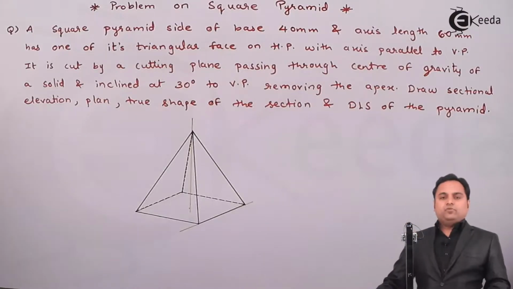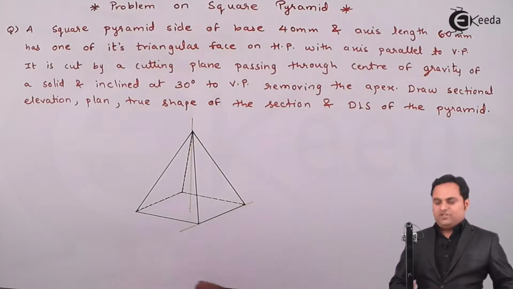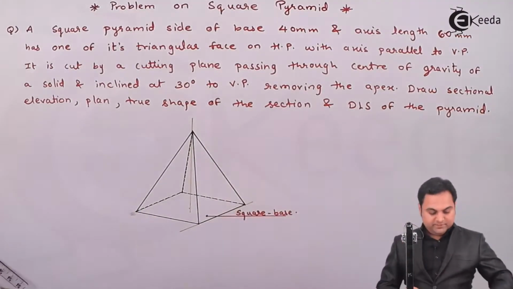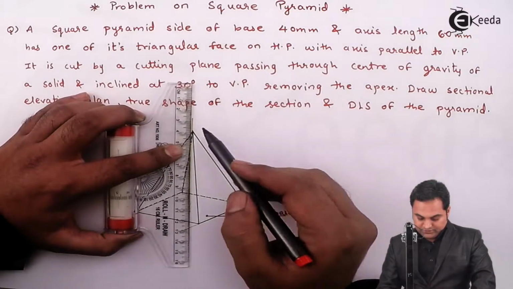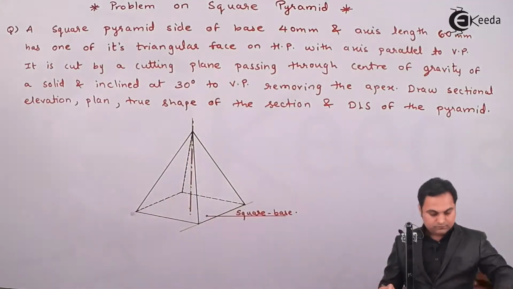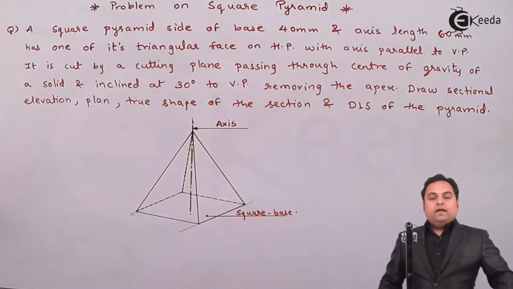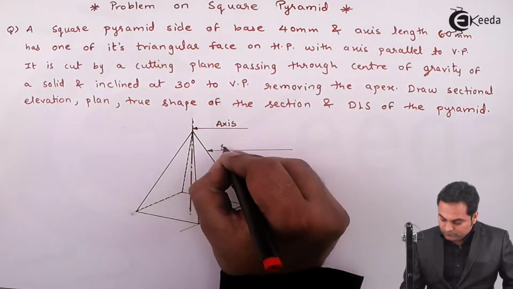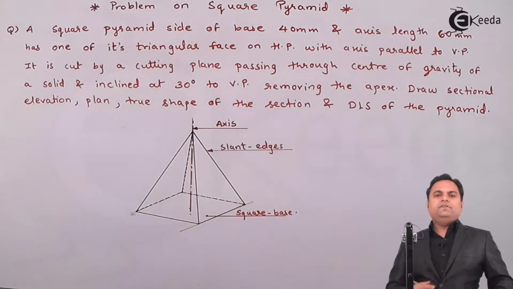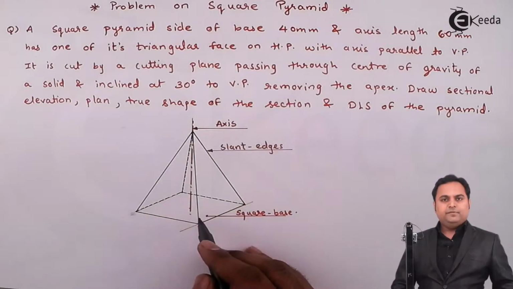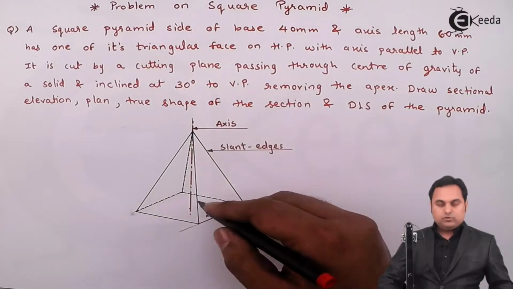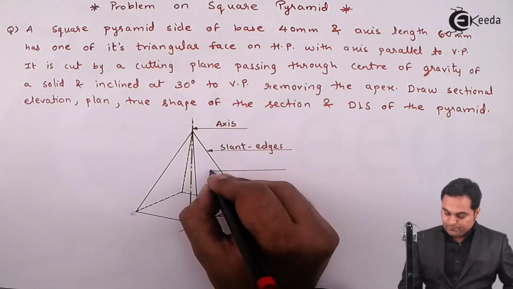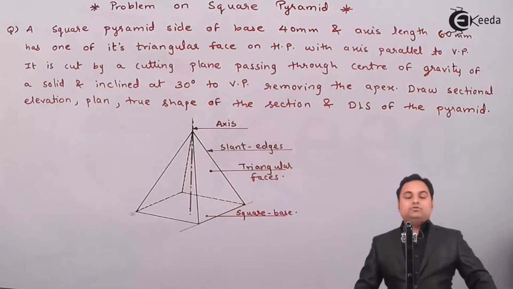So here is the diagram of a square pyramid in which the base is in the shape of a square. Then this is the axis of the square pyramid. Then these are the slant edges, and since it is a square pyramid having 4 edges at the base, there are 4 corners connected to a common apex forming the triangular faces. So this is a square pyramid.